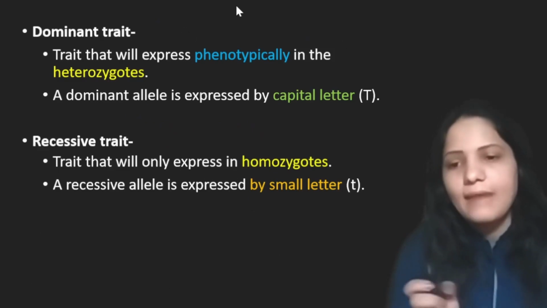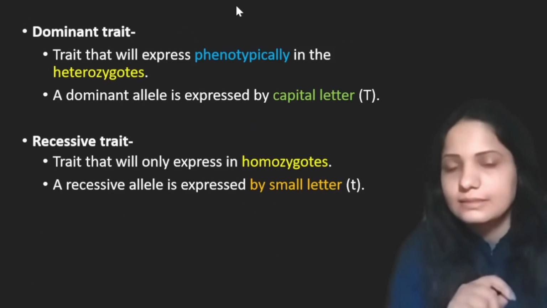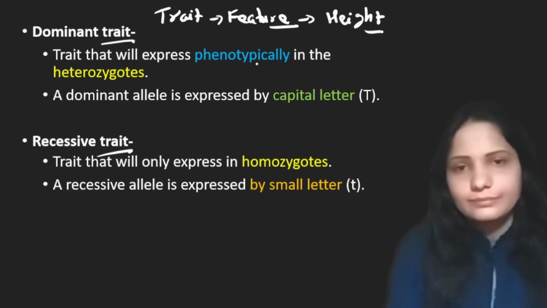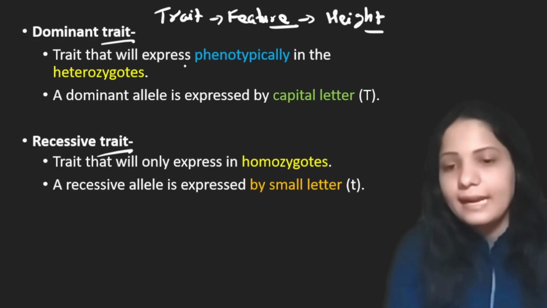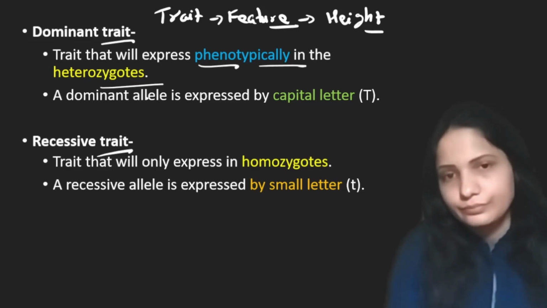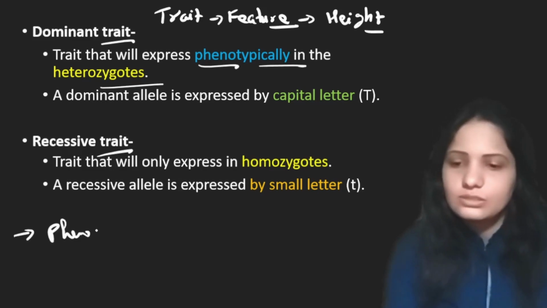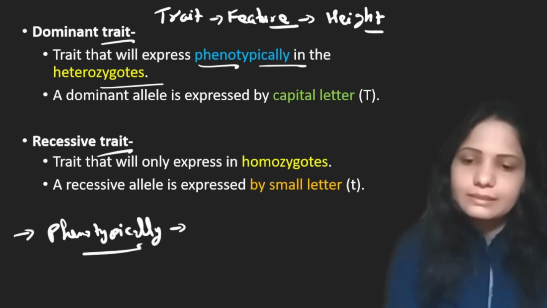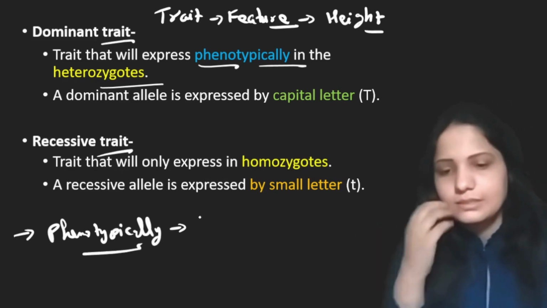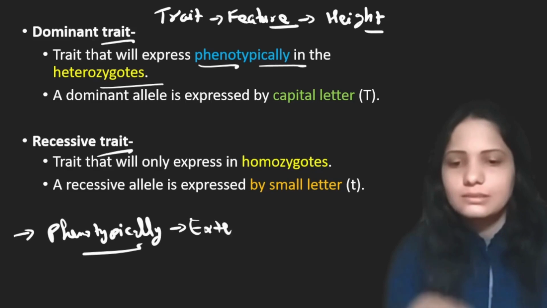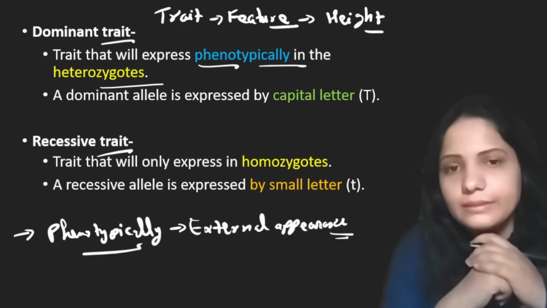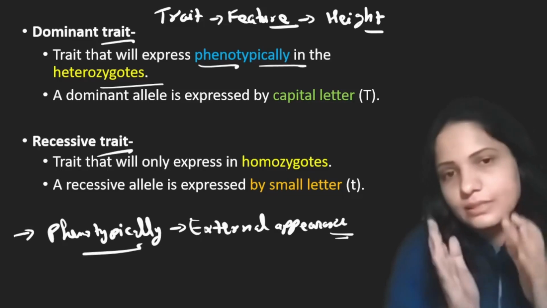Next we have dominant trait and recessive trait. Trait is a feature like height. Height is a trait. This we know. Now, the trait that will express phenotypically in the heterozygote. What is phenotypically? This is again a new term. Phenotypically means external appearance. Phenotype is the external appearance.